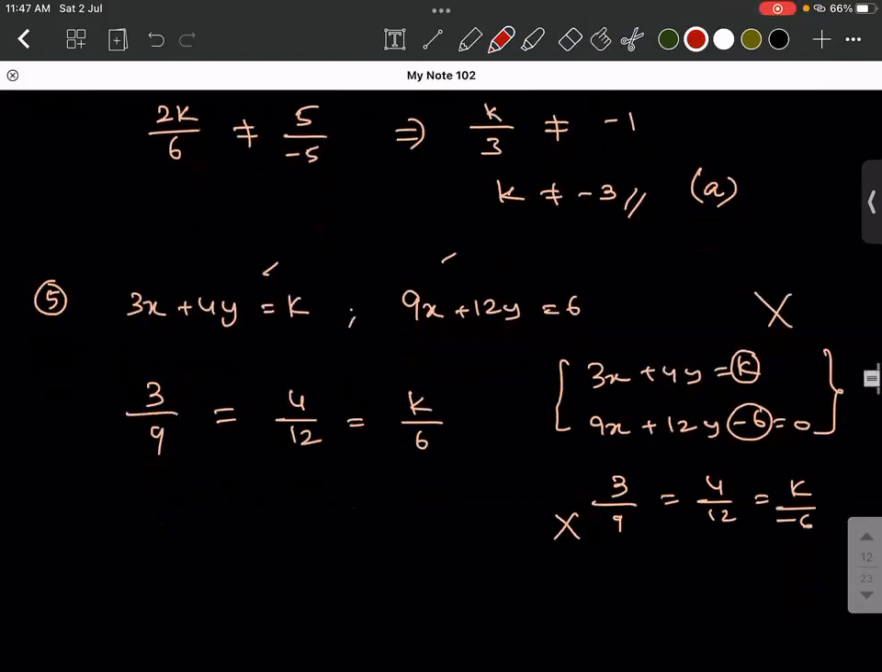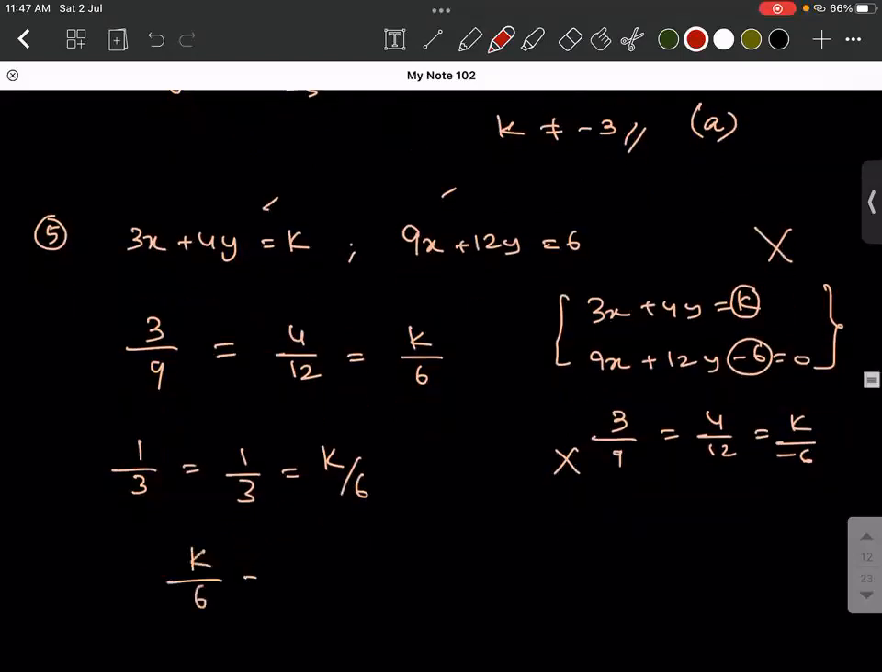Okay. So 3 by 9 is 1 by 3 is equal to 1 by 3 is equal to k by 6. So k by 6 is equal to 1 by 3. K is... option A.